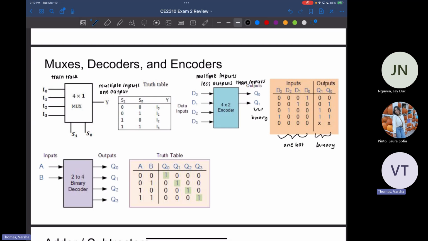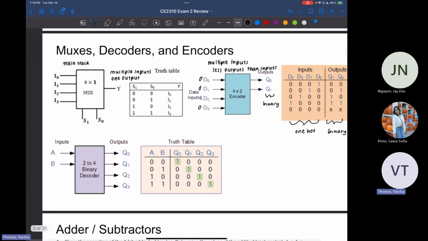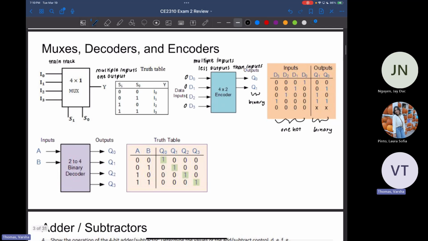So let's do an example. For example, let's say D2 is on and all the others are off because we're doing 1 hot encoding. Then that means that the output should be the binary equivalent of this subscript. So that would be in 2-bit binary, 1, 0.